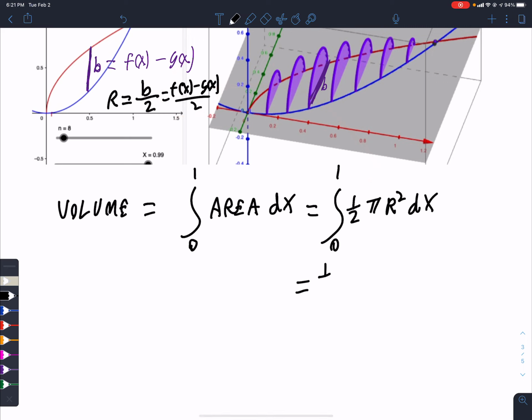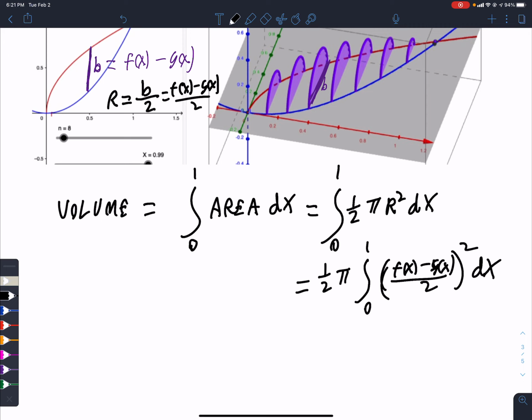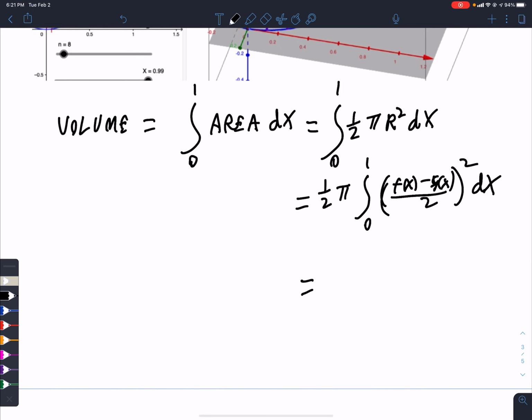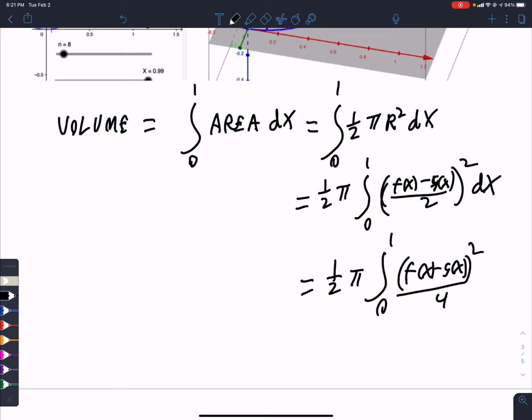But 1/2 and pi are constants, so I pull it out in front. R is f of x minus g of x all over 2, all squared, times the thickness dx. Be very careful because notice that 2 is also being squared. So I can simplify this further. It's going to be f of x minus g of x, squared, and the bottom's 4. You can pull the 4 out in front and get an 8.